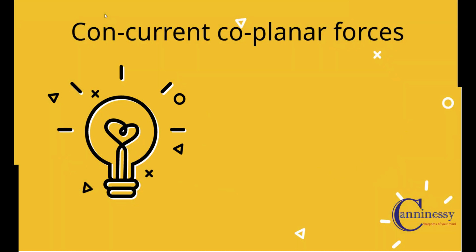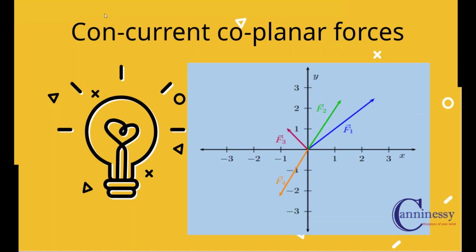Concurrent coplanar forces. Sometimes we are given various forces acting at a certain point together. As you can see from the diagram, we are given 4 forces acting from the origin: force 1, force 2, force 3 and force 4. And the goal is to determine the resultant force of those forces.